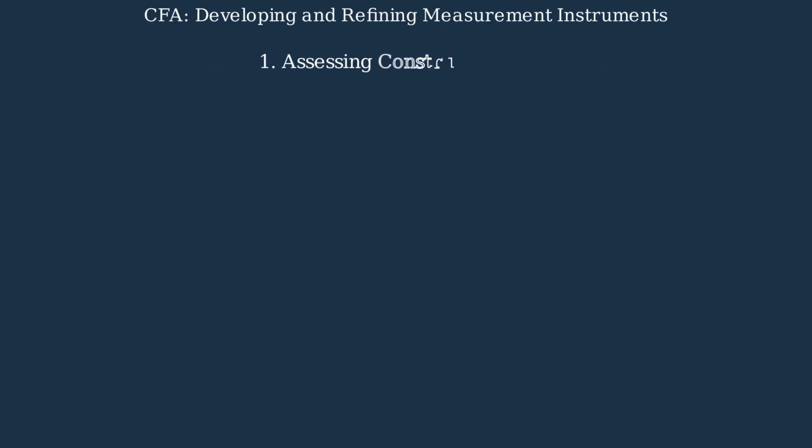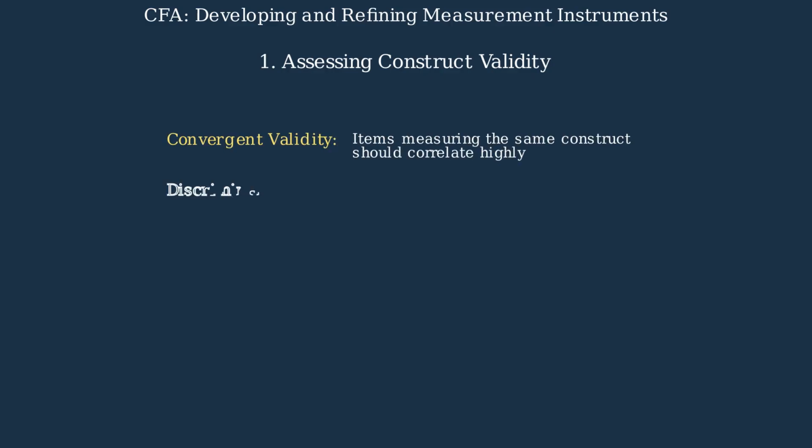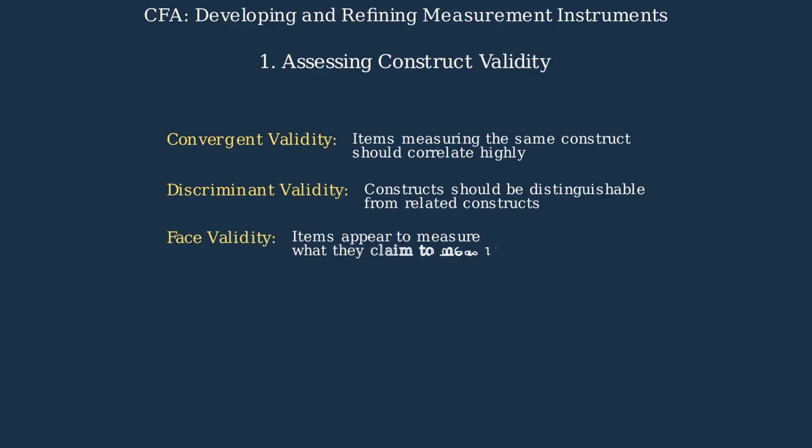The first key application is assessing construct validity, which ensures that an instrument actually measures what it claims to measure. CFA helps evaluate different types of validity. Convergent validity confirms that items measuring the same construct correlate highly. Discriminant validity ensures constructs are distinguishable from related constructs. Face validity verifies that items appear to measure what they claim to.